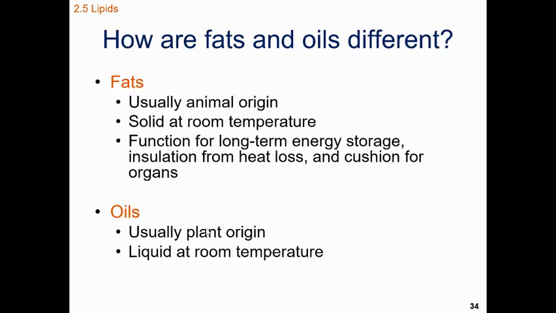So, how are fats and oils different? Well, basically it just boils down to fats are animal in origin. They tend to be a solid at room temperature, and they function for our long-term energy storage, insulation from heat loss, a cushion for our organs. So, if you have a lot of extra calories, your body will store those extra calories as fats. In plants, they tend to make oils, which are liquid at room temperature. So if you think of your canola oil that you pour into a pan, that's a plant-based oil.